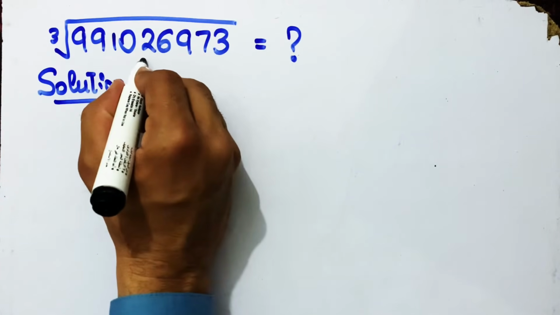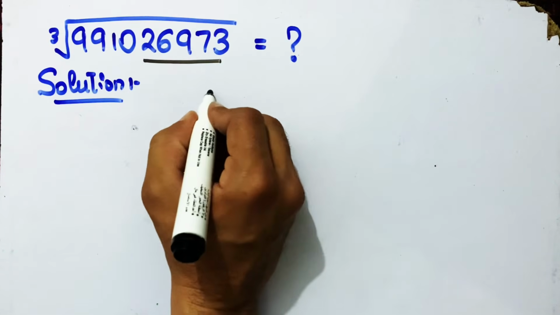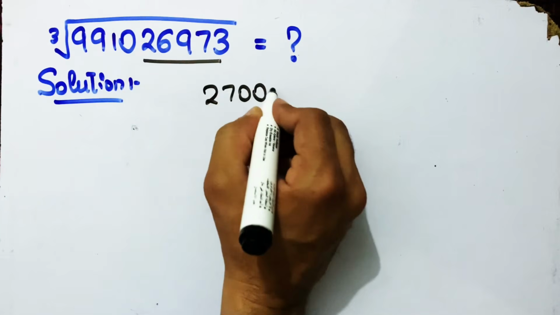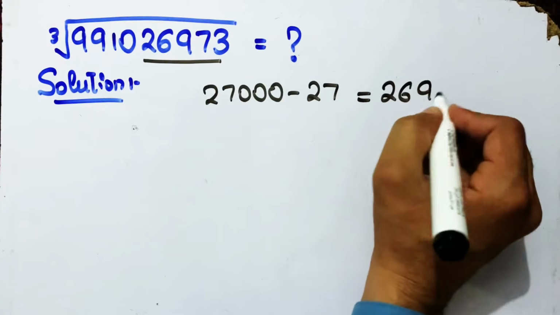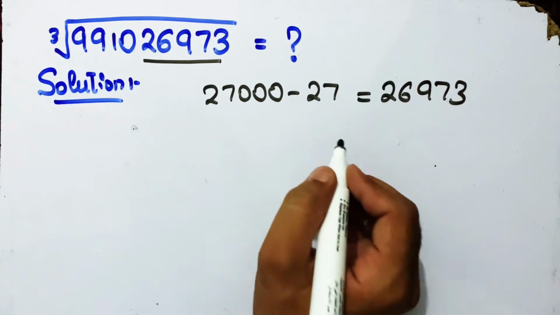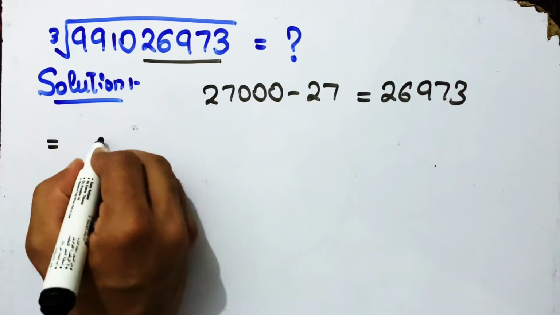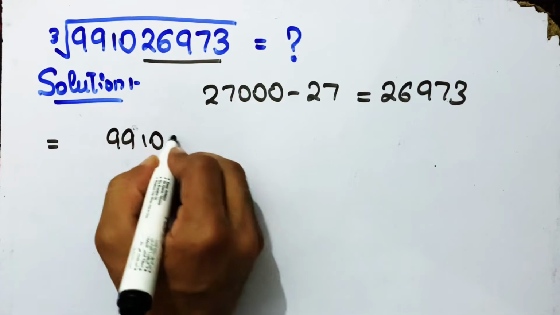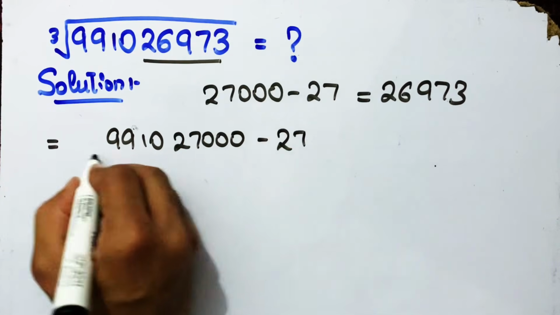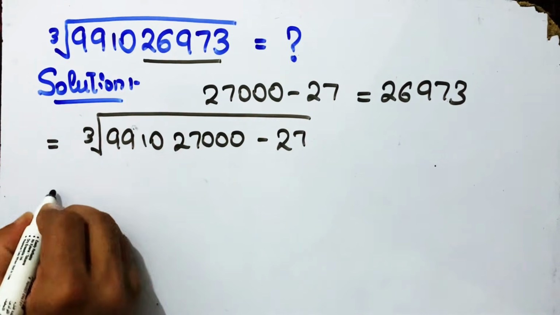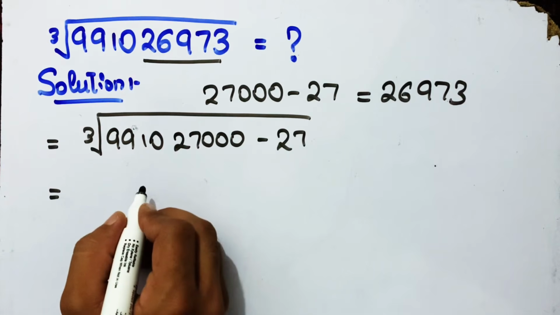So as we saw, 26,973 is equal to 27,000 minus 27. Now I replace this term, and the equation will be the cube root of 99,910,000 plus 27,000 minus 27.